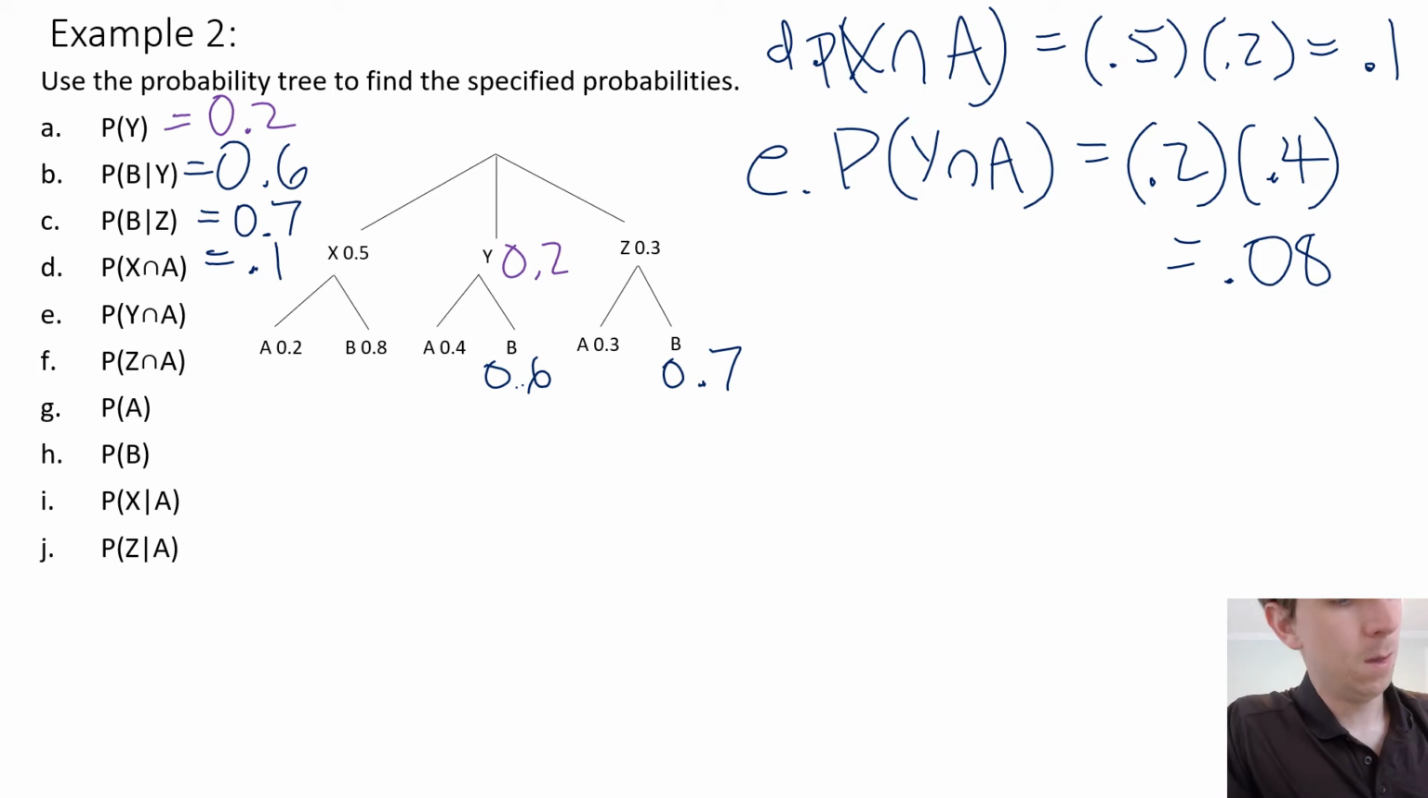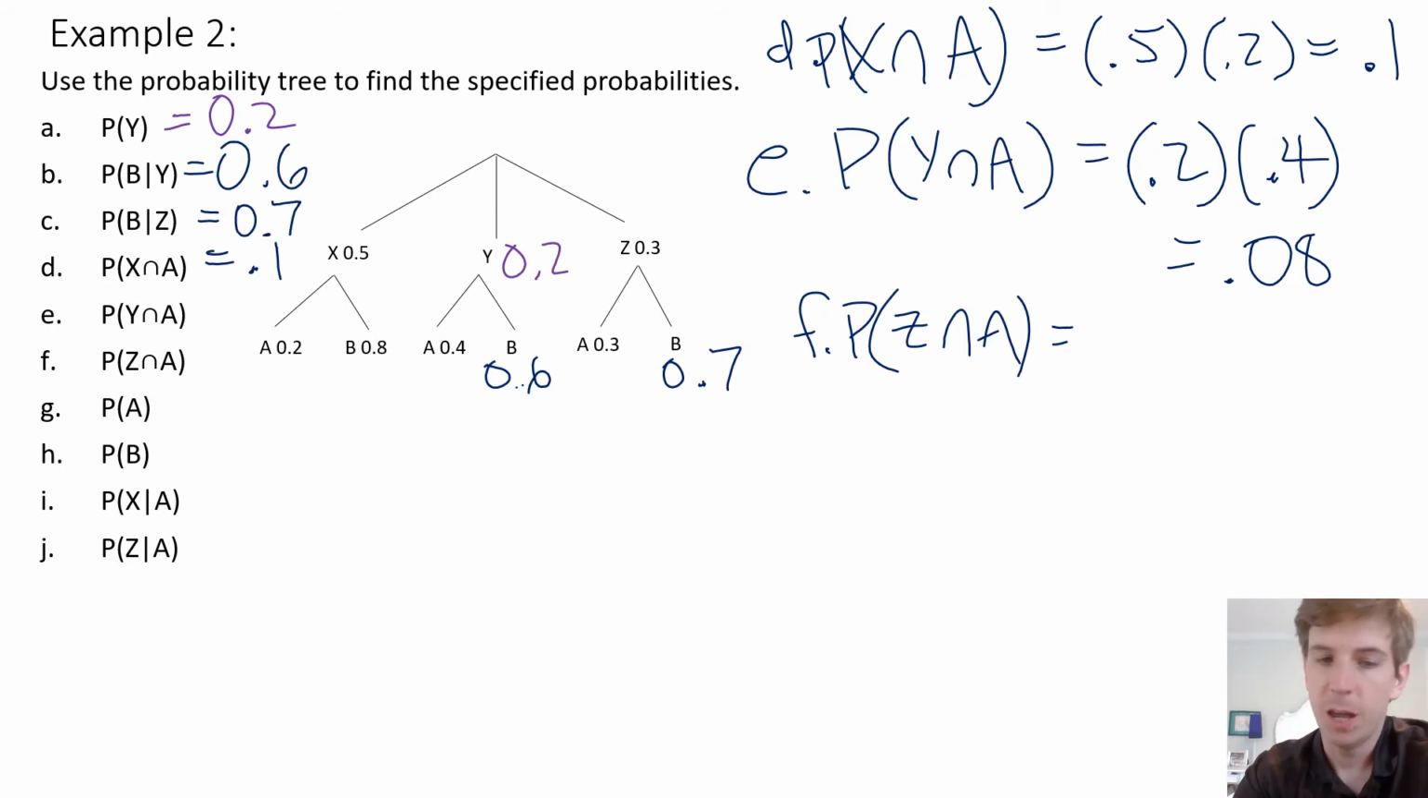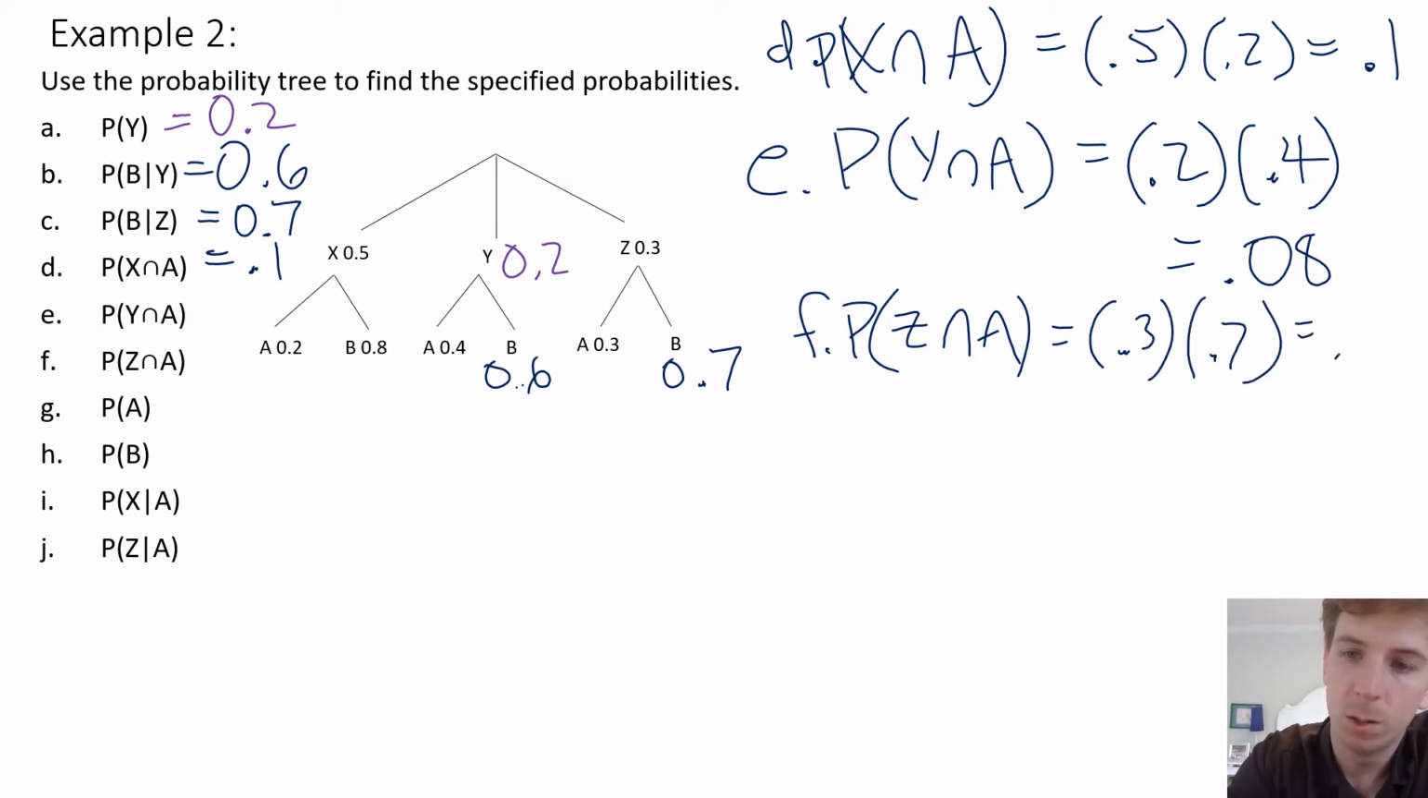Z and A for part F here. Same rule, all we have to do is multiply down the branches. So it's going to be 0.3 times 0.7, which is 0.21. Great, so we got all those multiplication rule ones out of the way. Let's do G and H now.